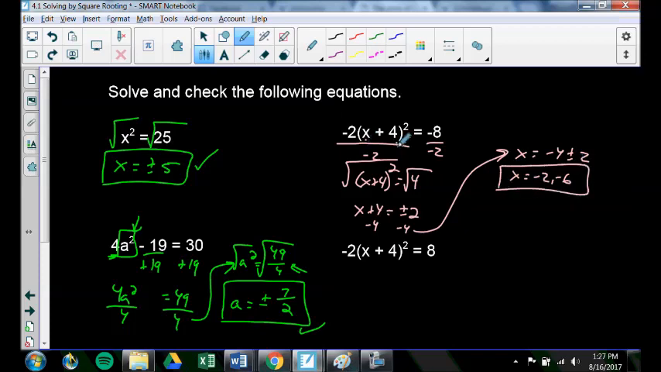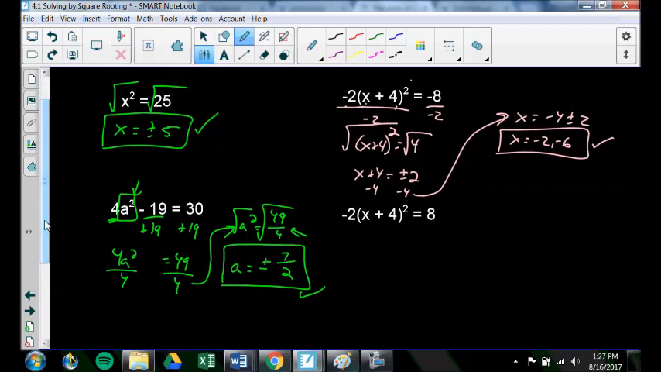Negative 2 plus 4 is 2, squared is 4, times negative 2 is negative 8. That one works. Plug in negative 6. Negative 6 plus 4 is negative 2, squared is 4, times negative 2 is negative 8. You can check these really quickly when they're clean, easy whole numbers. Maybe you can't do it that quickly, but you can still go through and do it.